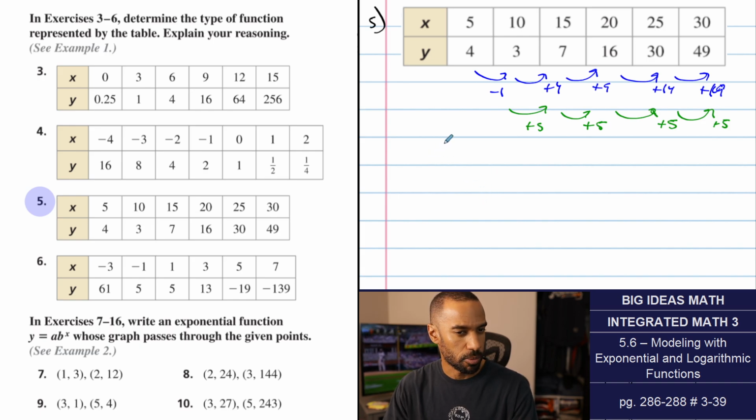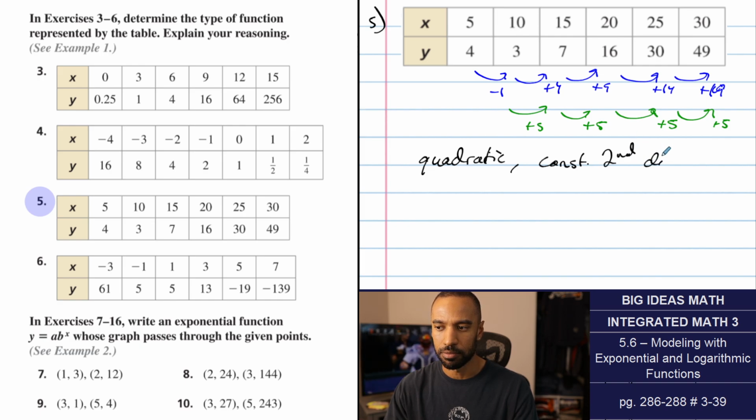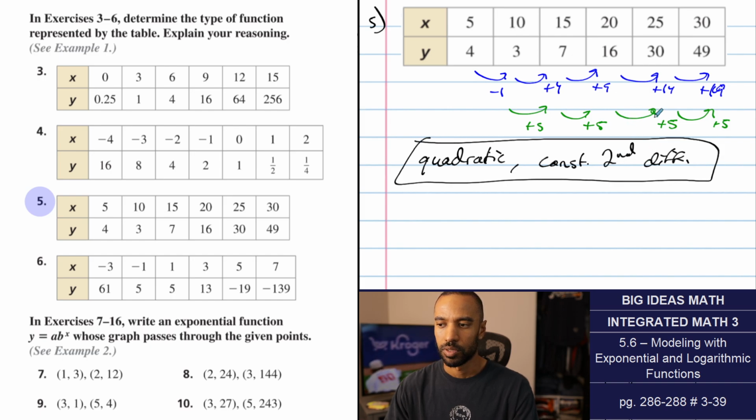They didn't ask for the model to my knowledge. Yeah, just determine the type of function, just a classification. This is quadratic for a constant second difference. Notice, by the way, the x's are constantly increasing by 1. The constant difference, by the way, is 5. Number 6. One more copy-paste job. Let's see what's going on with this one.